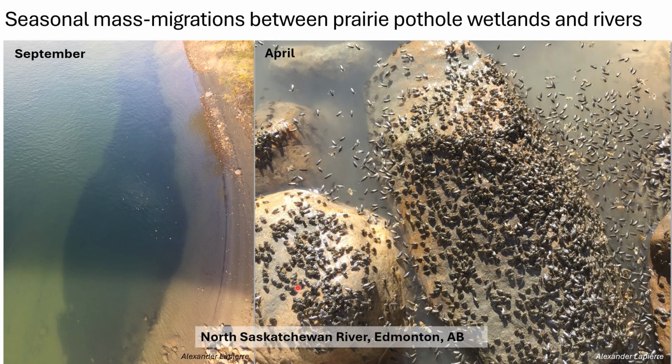And an important feature of these prairie pothole water boatman communities is that many species migrate between wetlands and rivers every year. So for example, at the North Saskatchewan River in Edmonton, Alberta, all this dark area is actually millions of water boatmen. This is them coming to the river in September to overwinter, and then they'll leave again in the spring to go back to their breeding habitats in prairie pothole ponds.